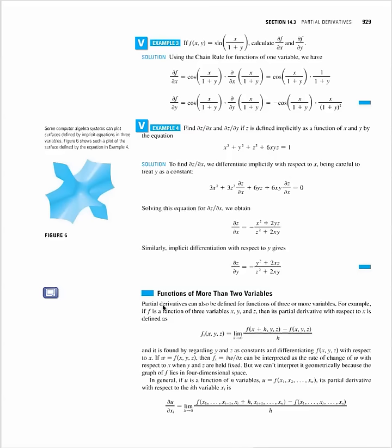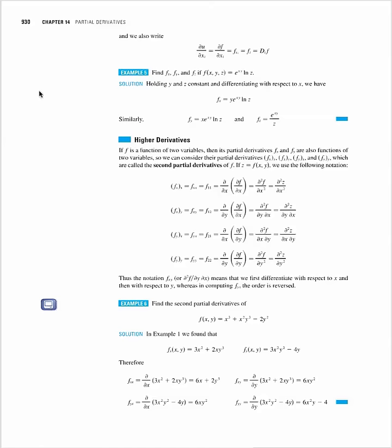There's a discussion here of functions of more than two variables. Again, your book develops this using the limit definition of the derivative. You can kind of gloss over that. I more care that you know how to find partial derivatives. So look at example 5. The section on higher derivatives is also pretty important, including especially the notations.